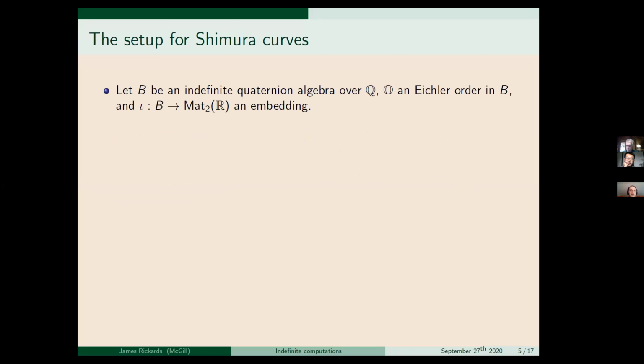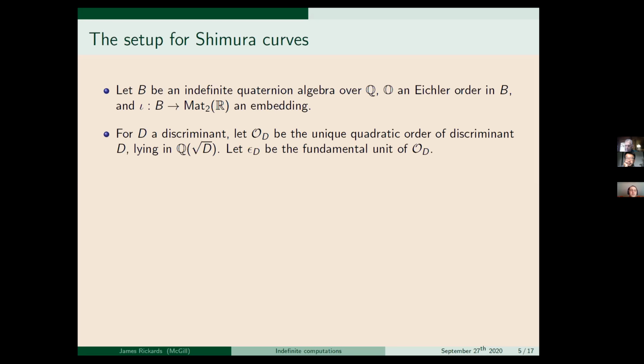Now for Shimura curves, the setup is a little bit more complicated. So we go through what we call optimal embeddings. We start with an indefinite quaternion algebra B, you take an Eichler order O, and of course you embed your indefinite quaternion algebra into 2x2 real matrices. The actual embedding doesn't matter.